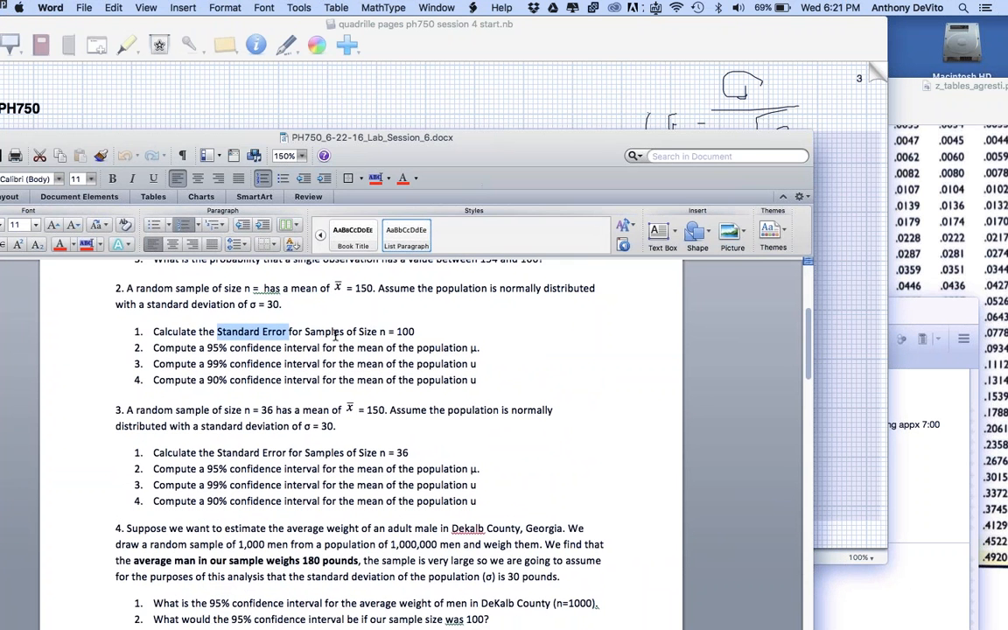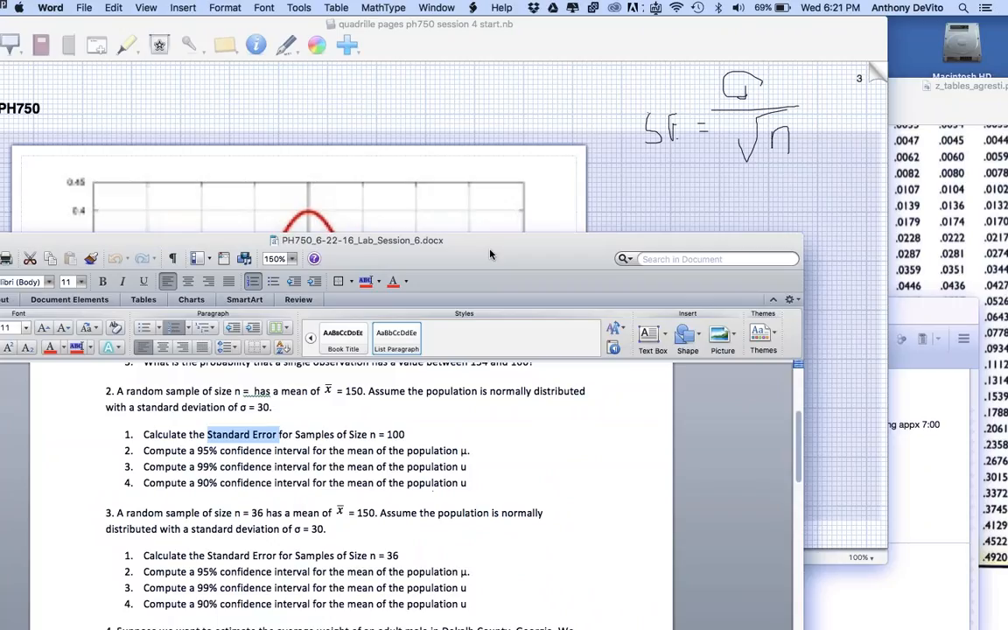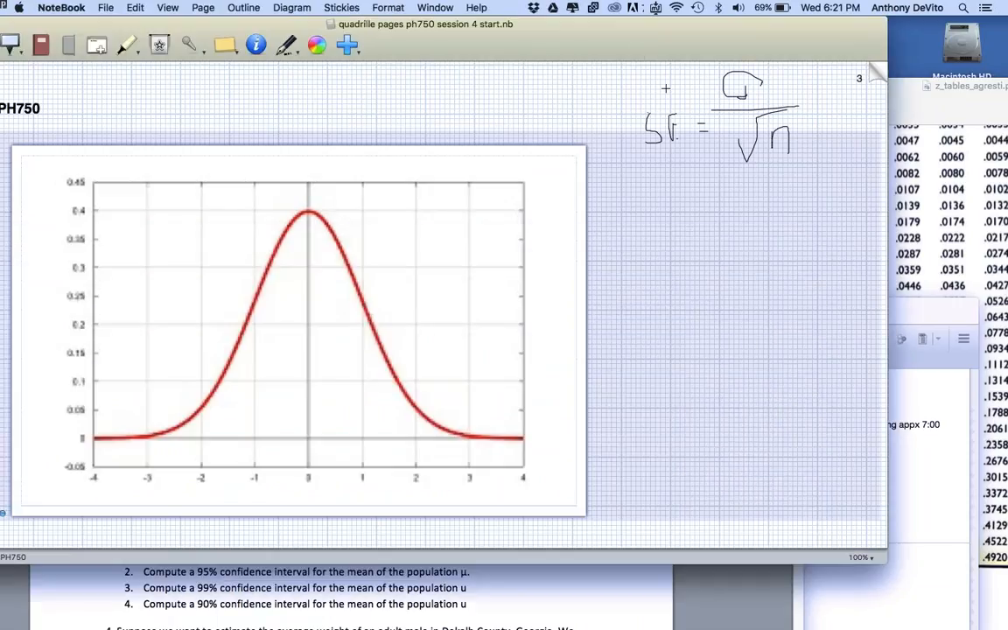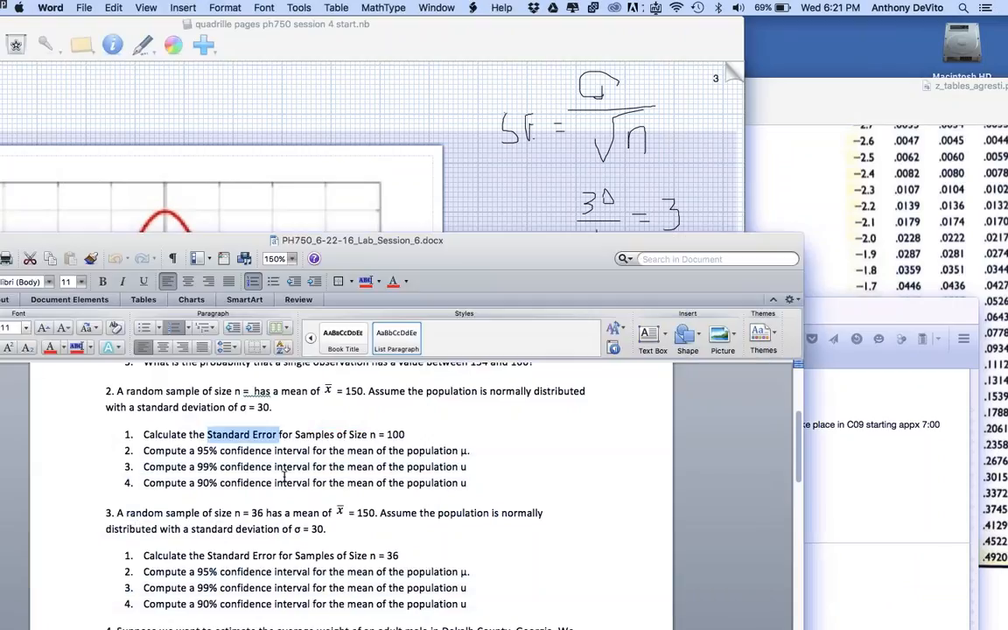Okay, so let's calculate standard error for a sample of size 100. It's going to be equal to sigma, which is 30, divided by the square root of the sample size, and the square root of 100 is 10. So the standard error is equal to 3. Okay, so let's take a look at the next one.